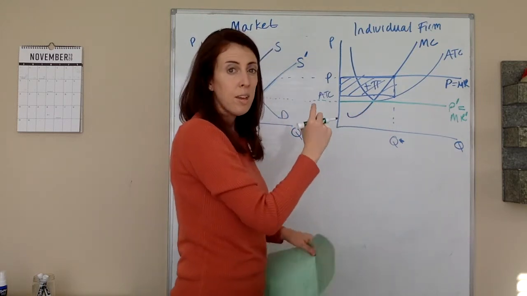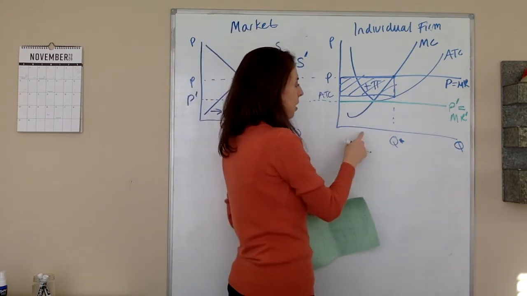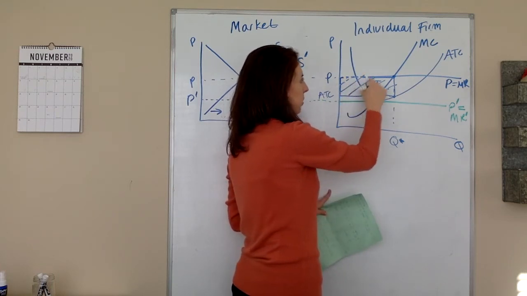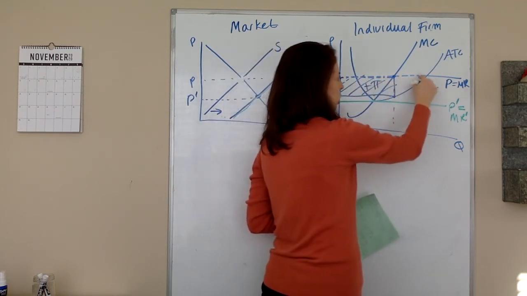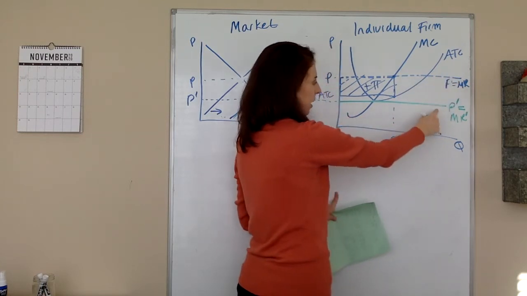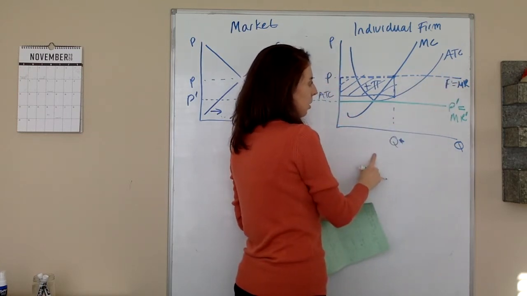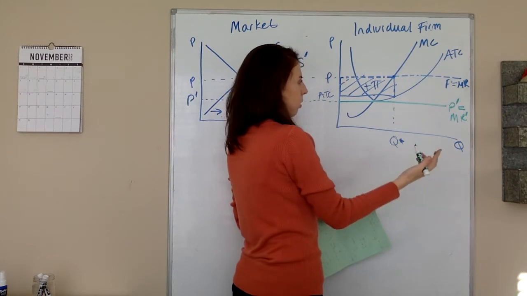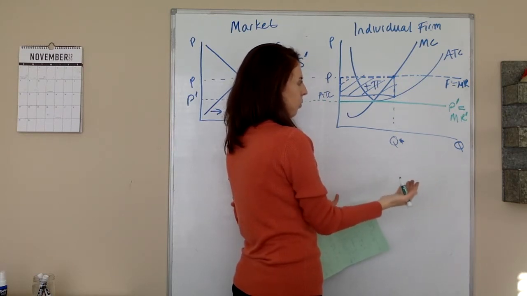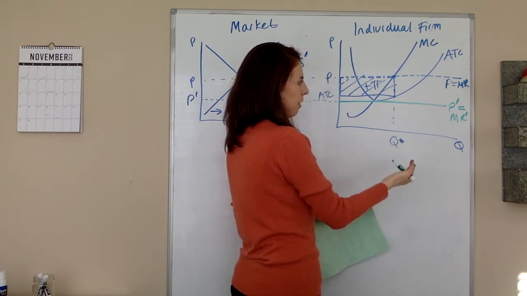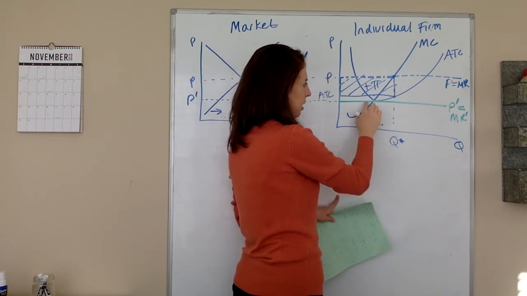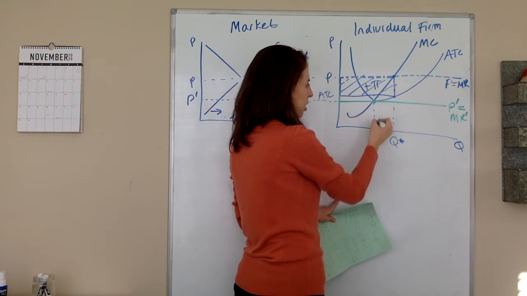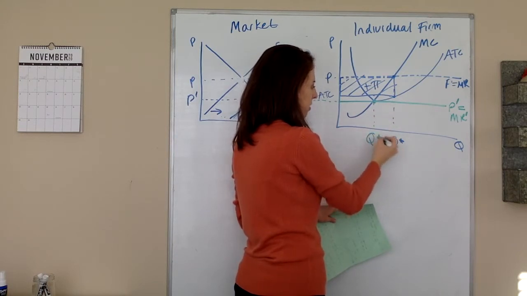Okay, think about how this changes the game. Now, the individual firms, they're no longer playing with this price bar because the market has shifted. They have to take the new price. So the firm owner says, okay, what do I need to do now to maximize my profit? Well, I need to still take marginal revenue equal to marginal cost. Here's marginal revenue, here's marginal cost. So I need to actually change my production level to this amount.